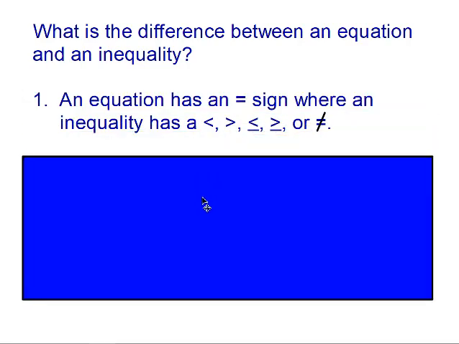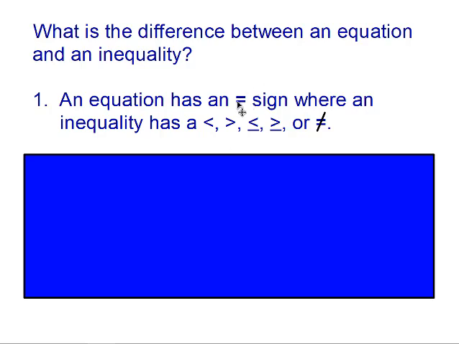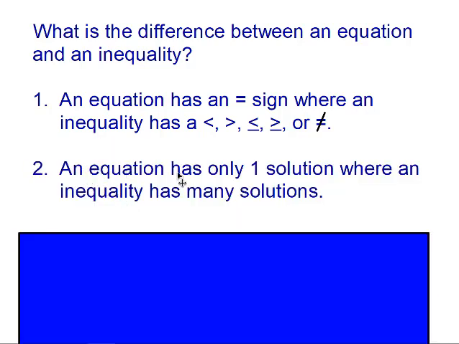Well, the first thing is that an equation has an equal sign, whereas an inequality is going to have one of these signs. You've got less than or equal to, greater than or equal to, or not equal. All of those constitute our inequalities, because inequality means something that's not equal. The second thing that's different is that an equation has only one solution, whereas an inequality has many solutions.